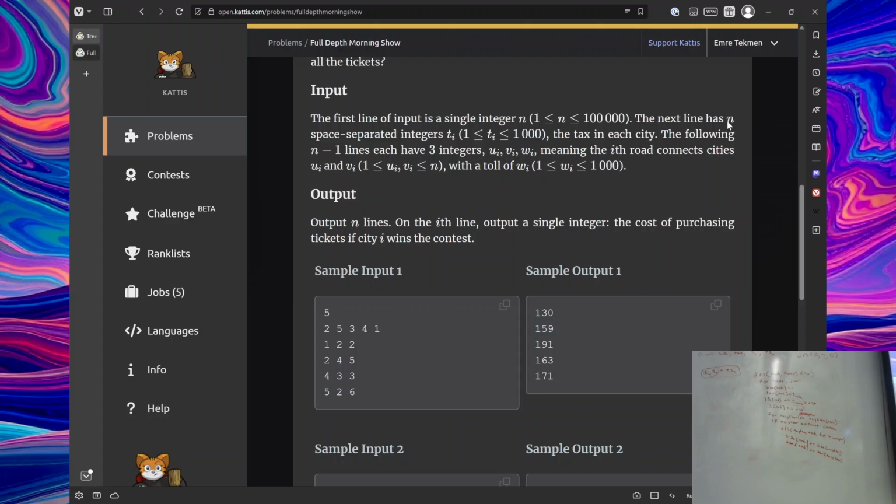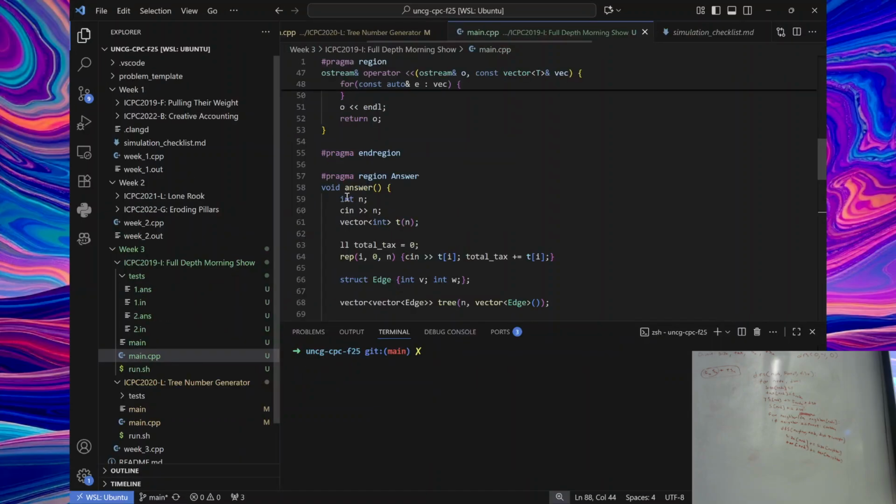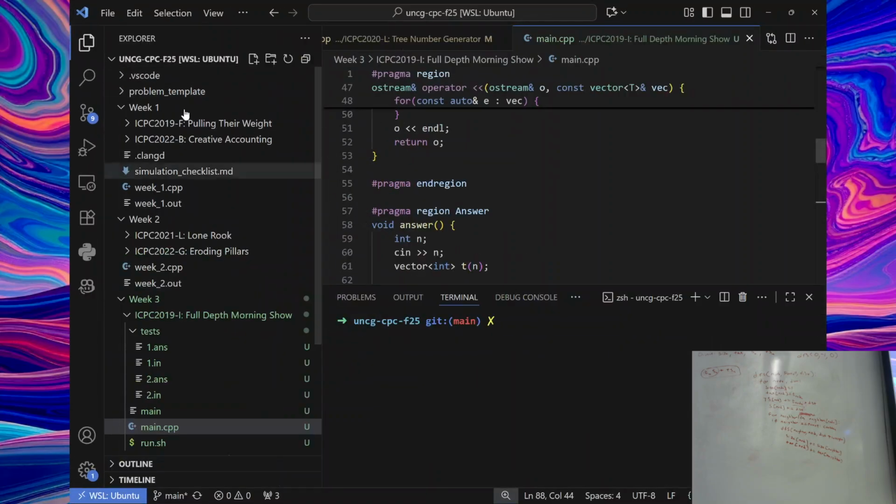But let's take a look at the format here. The first is n, which is going to tell us how many nodes. And then the next n integers are the taxes for each city. Then the next n minus 1 lines are going to be who connects to whom, u connects to v, and the weight of that edge, right? Pretty straightforward. So how do we parse that in C++? Well, it looks like this.